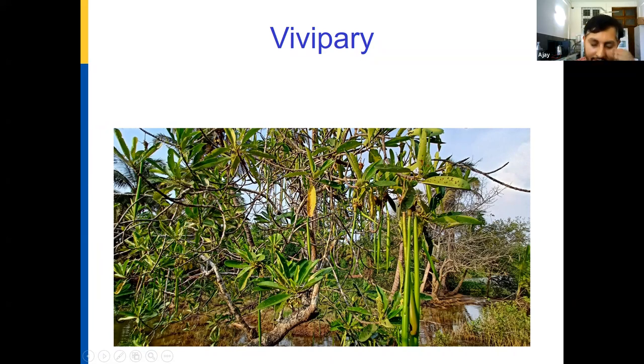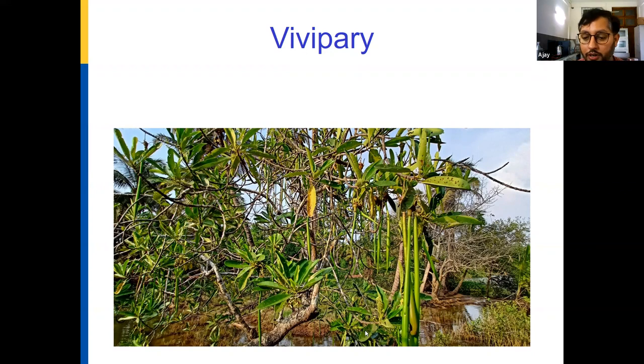Generally, what happens when seed formation is taking place? The plants will undergo some kind of dormant period, and then they will wait for favorable conditions before they start germination. But here, that dormancy period is not there. These new seeds are germinating while they are attached to the plant itself. So you can see some of them are very green, some of them you see brownish color. This kind of coloration indicates the maturation of these propagules. Once they are dark brown in color, they will drop from the plant, and they will float in the water.